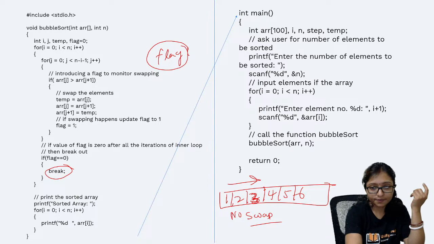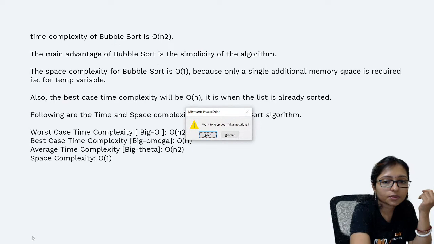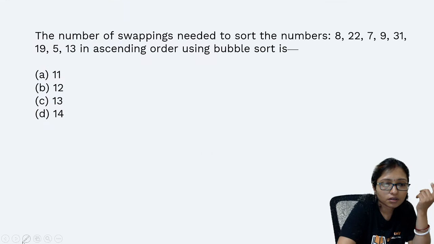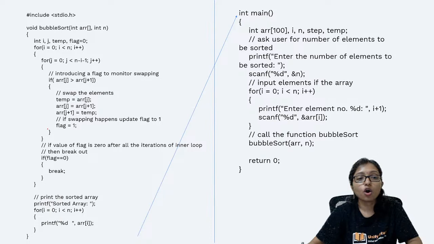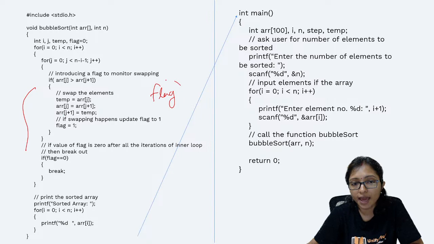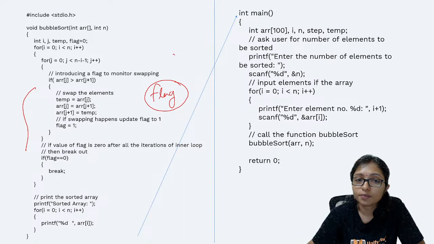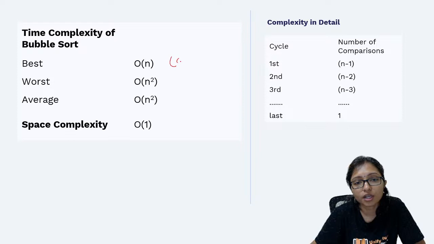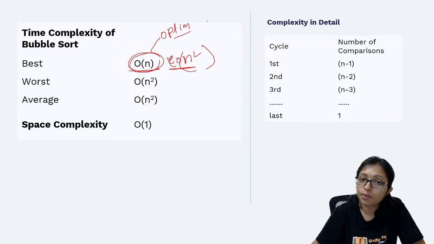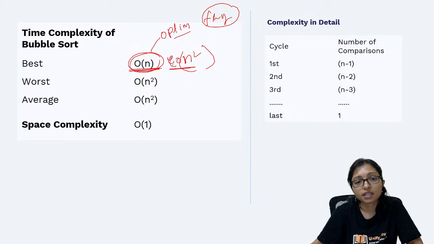So that is an optimized version. In the optimized version, if I am using this flag, then my complexity will be order of n. Otherwise, in the normal version of bubble sort, the complexity will be order of n square. Don't make the mistake. Normal version will be order of n square. Order of n is the best case of the optimized version. If I am optimizing using a flag, then only I can get order of n. Otherwise, this will be order of n square.